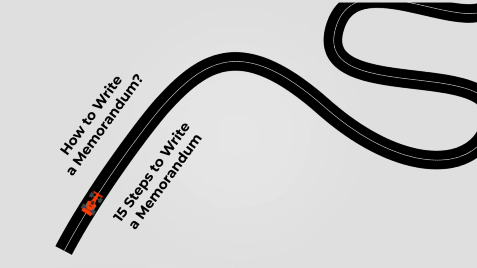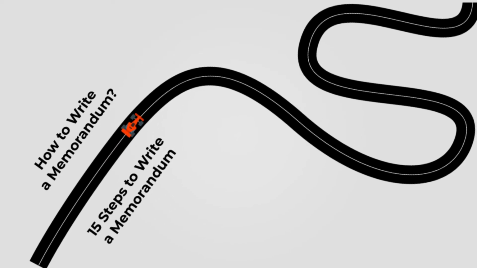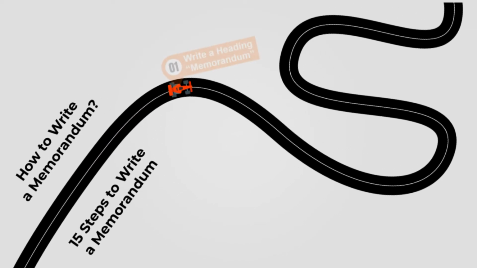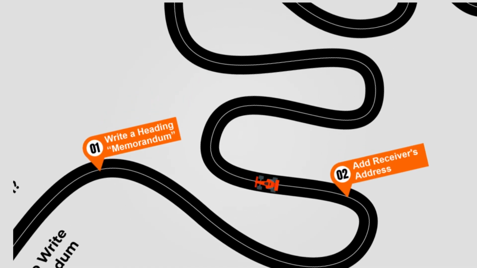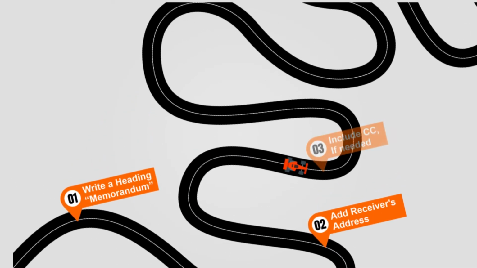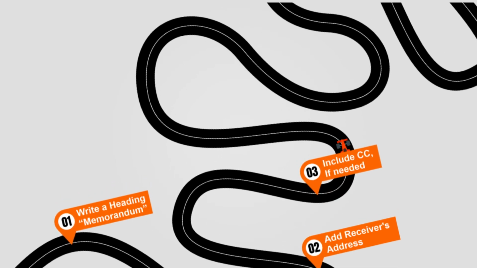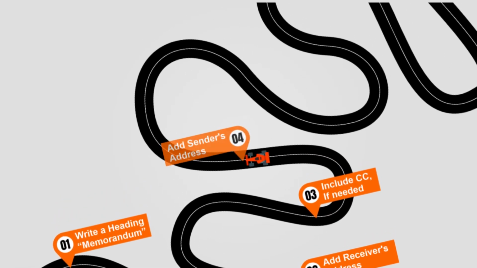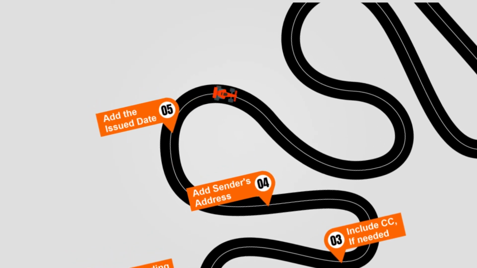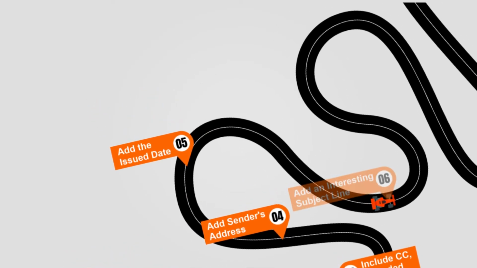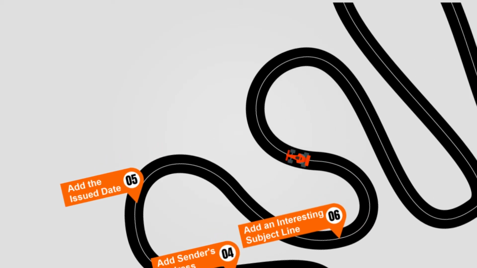Now, let's look at 15 simple steps to write an informative memorandum. Step 1, write a heading memorandum. Step 2, add receiver's address. Step 3, include CC, if needed. Step 4, add sender's address. Step 5, add the issued date. Step 6, add an interesting subject line.